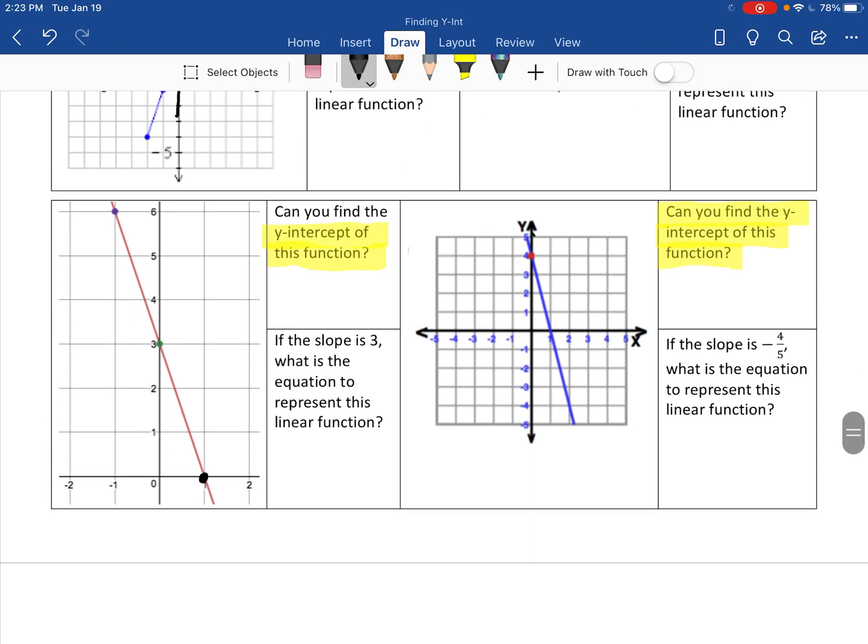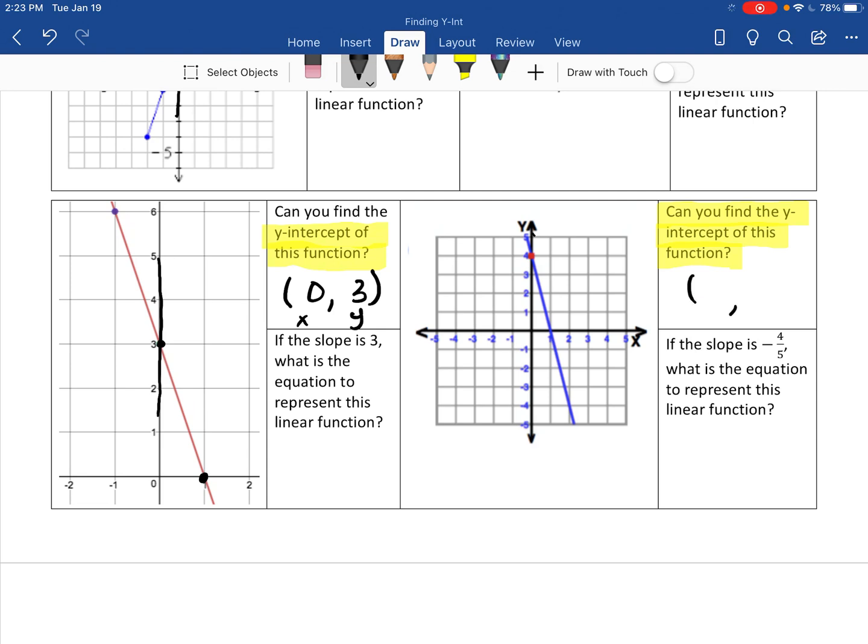Moving on to the bottom 2. Again, my y-axis I have here. Draw that line up and down. I have 0, 3. And 0, 3 and 0, 4 are hot numbers today.